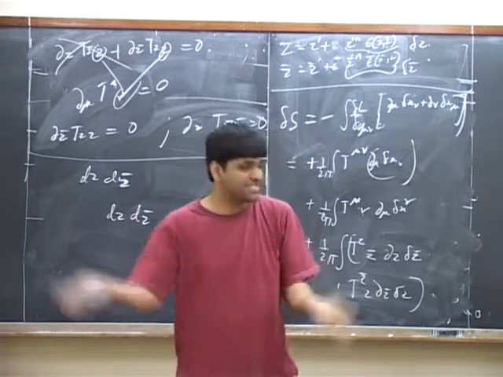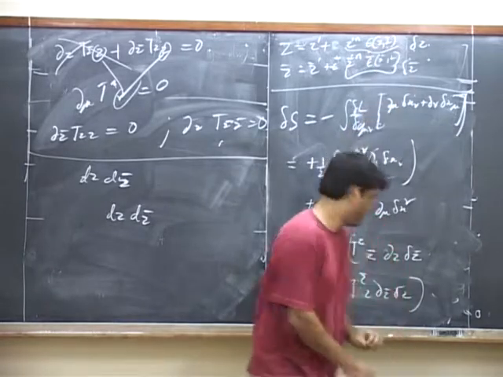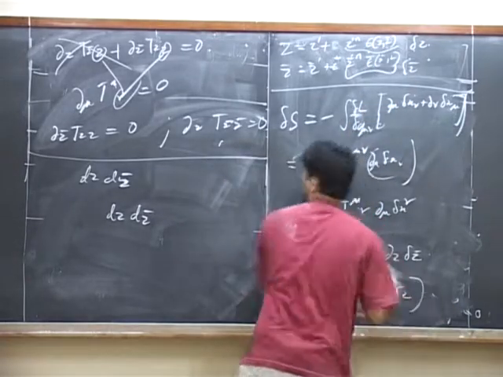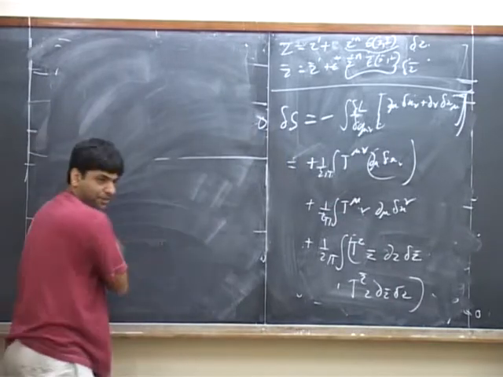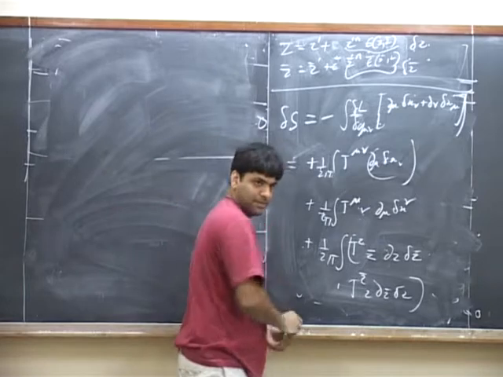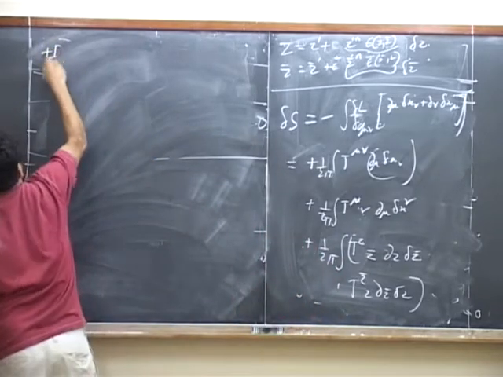You see, the change in the action is 0 if this epsilon is constant. That's what we're saying. So we verify. The first thing we've done is a verification that this actually is a symmetry. Okay? So let's work this out here. So this is plus 1 by 2 pi.